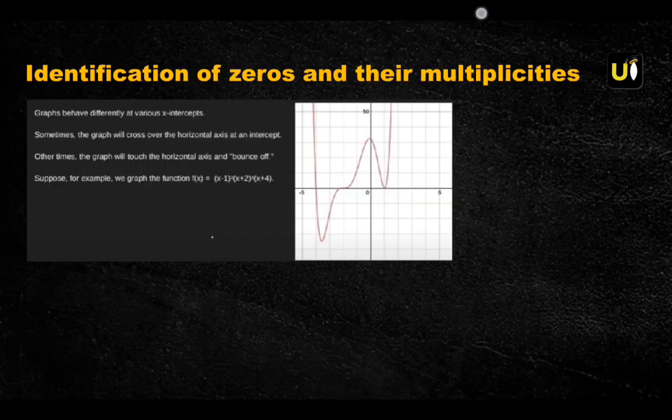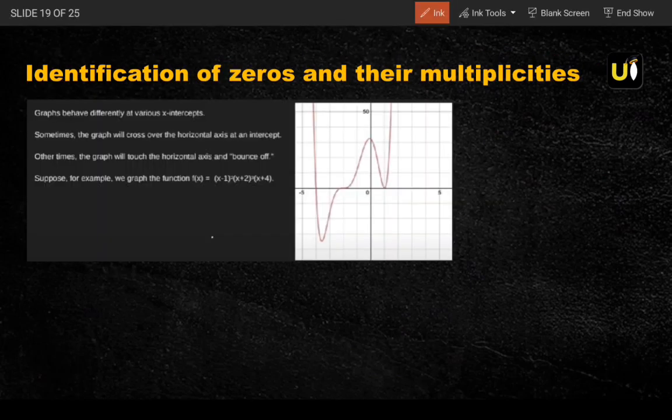Next, identification of zeros and their multiplicities. So we have so far discussed how to identify zeros just by reducing the polynomial equation, by taking the factors common or by simplifying it as a perfect square. In many ways we can find the zeros, and now we have to find out the zeros and the multiplicities.